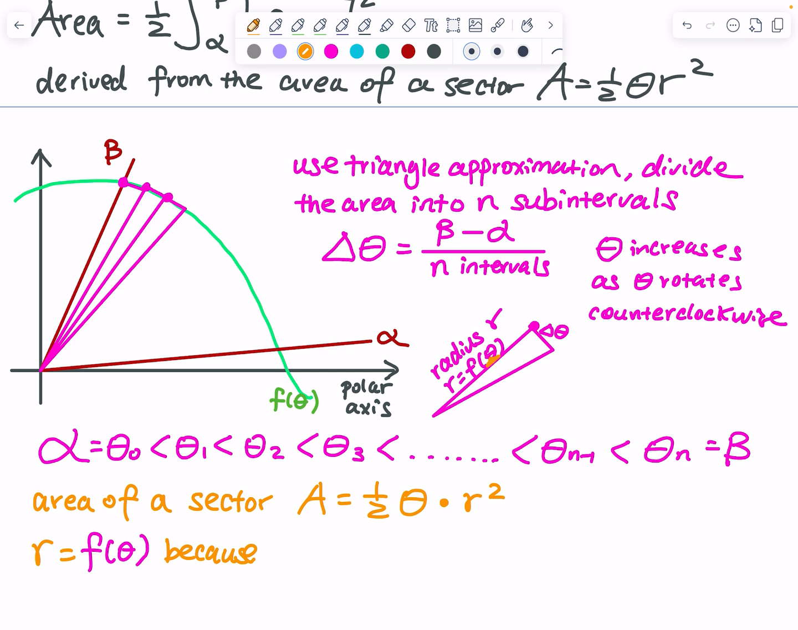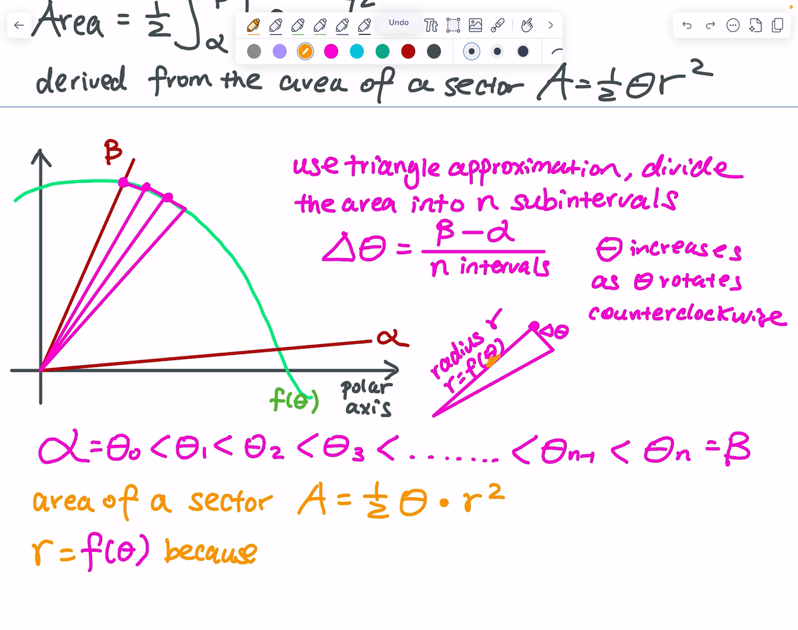Because when you select a theta value, let's say pi over 3, you plug it in. When you select pi over 3, on the graphing paper pi over 3 is right here. You plug it into the function, then that gives you a point. You select an angle, you plug it into the polar equation, that gives you a point. That point is on the curve.